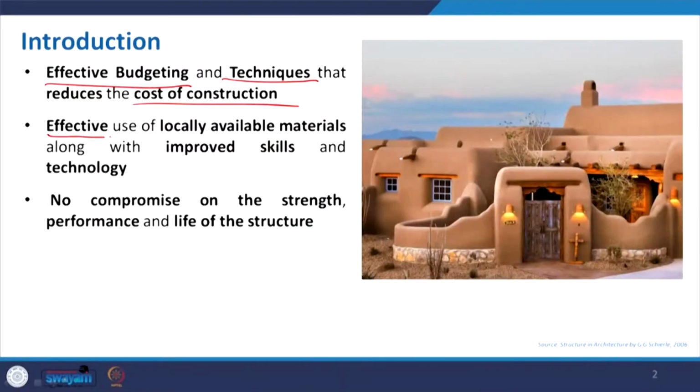Now, coming back to the slide again, the effective use of locally available materials along with improved skill and technology can make a construction cost effective. Why? If a material is available locally, it does not mean next to your site, but within a minimum reach, so that the transportation cost of a building material will be reduced. At the same time, the damage to the material will also get some reduction in the total figure.